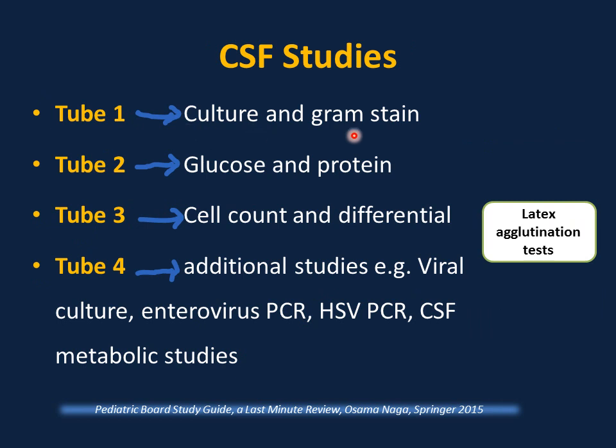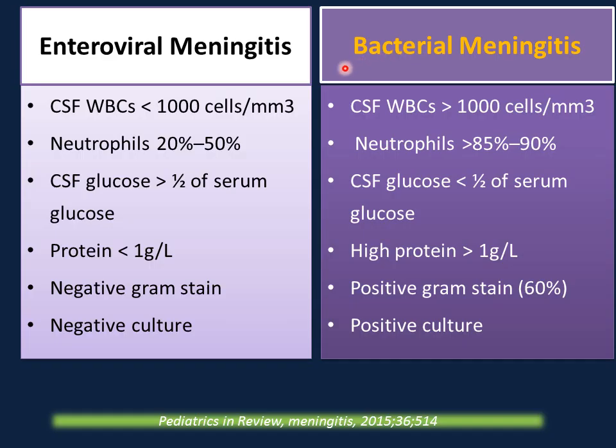Send tube 1 for culture and gram stain, tube 2 for glucose and protein, tube 3 for cell count and differential, tube 4 for additional studies, for example, viral culture, enterovirus PCR, herpes simplex virus PCR, CSF metabolic studies, or even cytology in cases of leukemia. Ordering latex agglutination test does not change the treatment plan and it has limited benefits, so no need to order these tests.